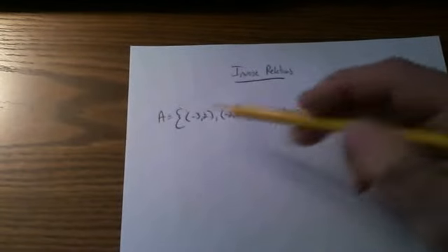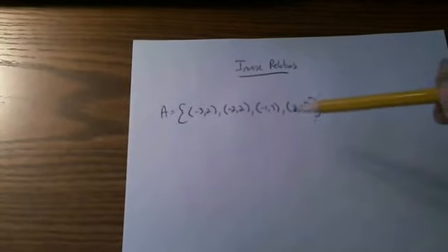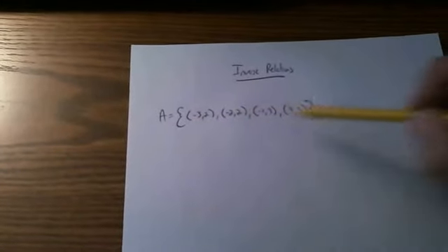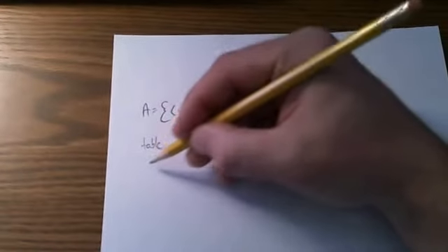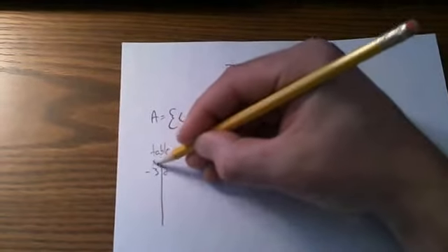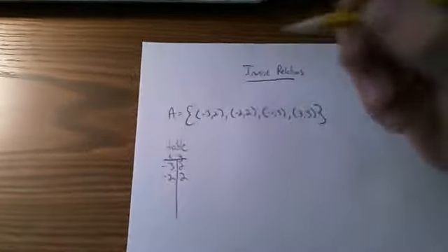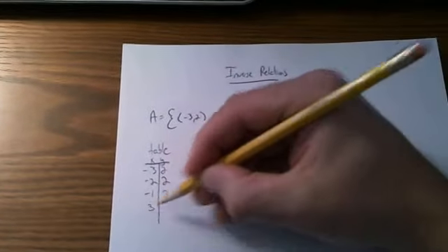Let's express this as a table, a mapping, and a graph. List its domain, list its range, and then find the inverse of this. So as a table, this would be x, y: (-3, 2), (-2, 2), (-1, 3), (3, 3).